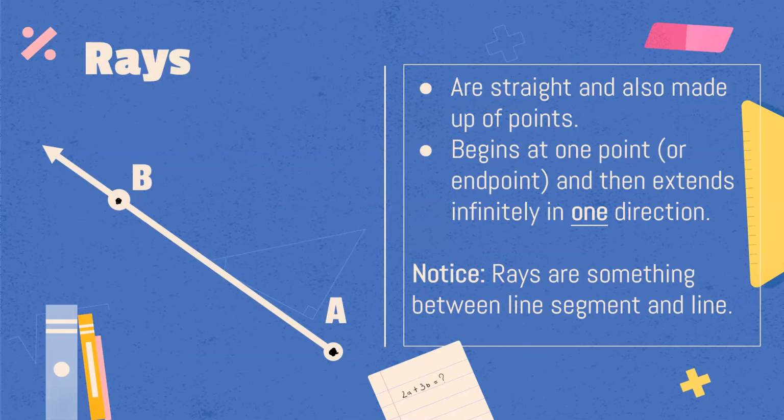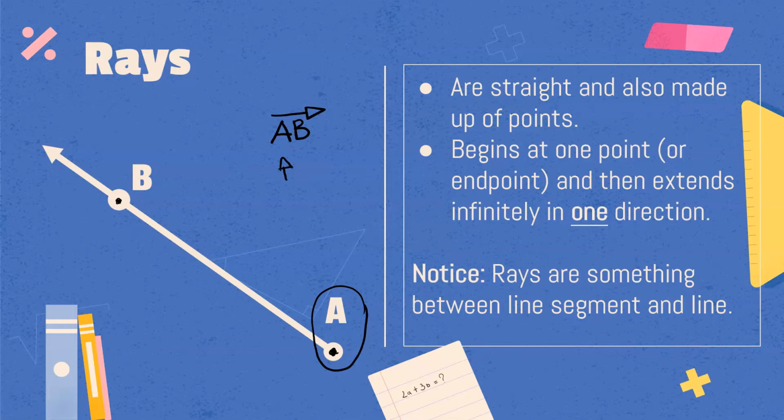So we always have to start with its endpoint. So here we have point A. So we have to start with point A. And then we write point B, and then we write a line with one arrow. So here we can see that we know that this ray starts at A and then extends through B.